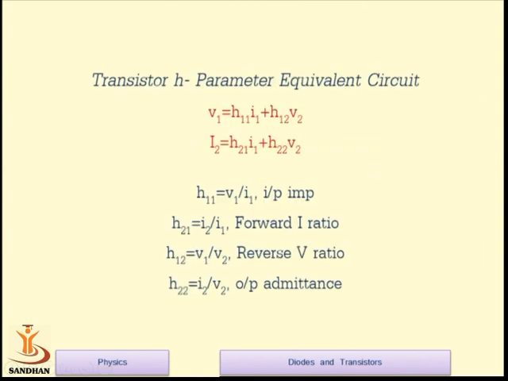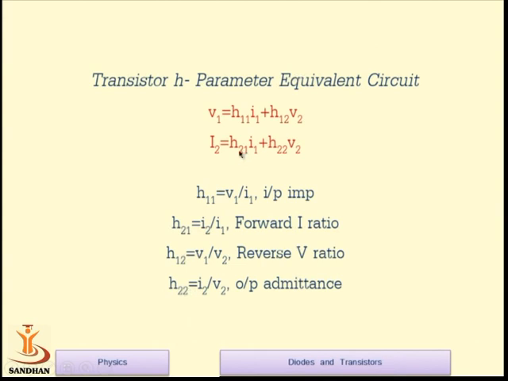Now we have a total of 4 important parameters for the transistor, which are known as the transistor H parameters, and these 4 H parameters depend on these two equations, where V1 equal to H11 I1 plus H12 V2 and I2 equal to H21 I1 plus H22 V2. If you want to find out H11, you put V2 equal to 0. So H11 becomes V1 upon I1, the ratio of input voltage to the input current, which is the input impedance.